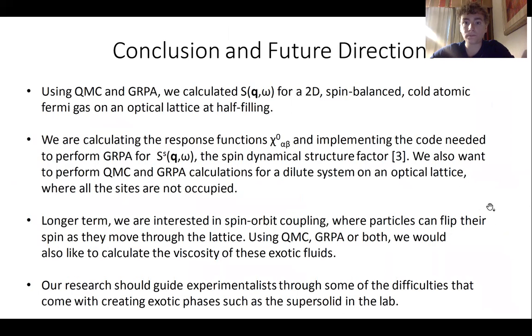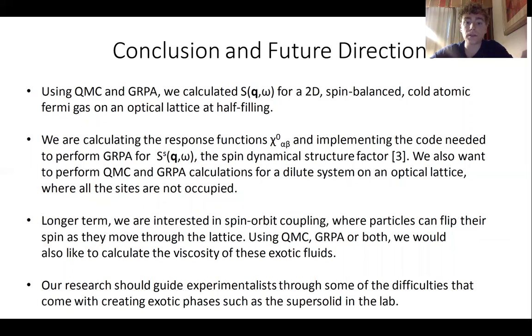So in the future, hopefully the fairly near-term future, we are calculating the response functions and implementing the code needed to perform GRPA for the spin dynamical structure factor. We also want to perform QMC and GRPA calculations for a dilute system on an optical lattice, where all the sites are not occupied.